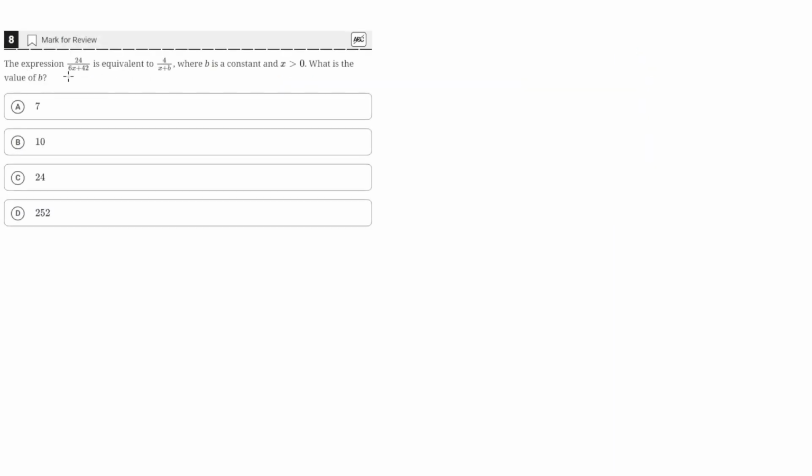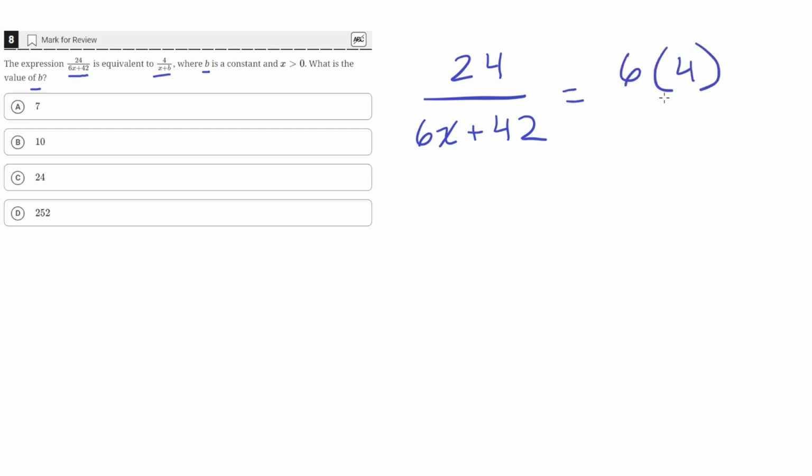The expression 24 over 6x plus 42 is equal to 4 over x plus b, where b is a constant. What is the value of b? So to simplify from this to this, we can just cancel out some common coefficients and then see what the value of b is. So we have 24 over 6x plus 42.